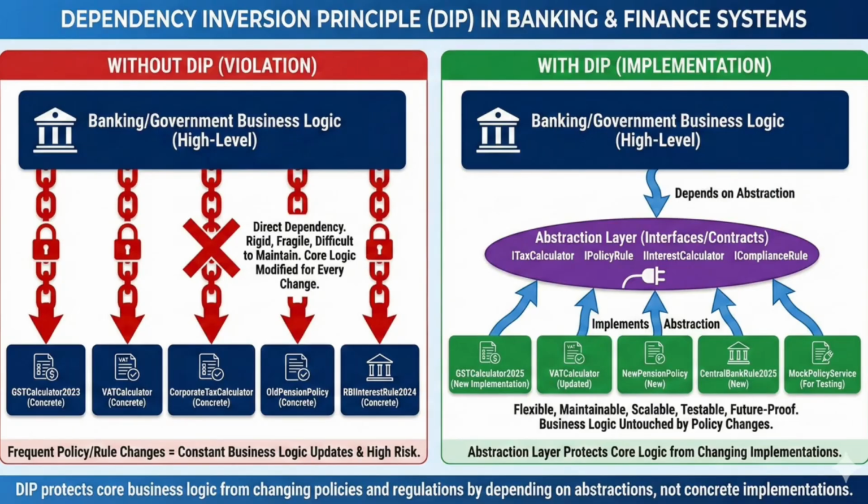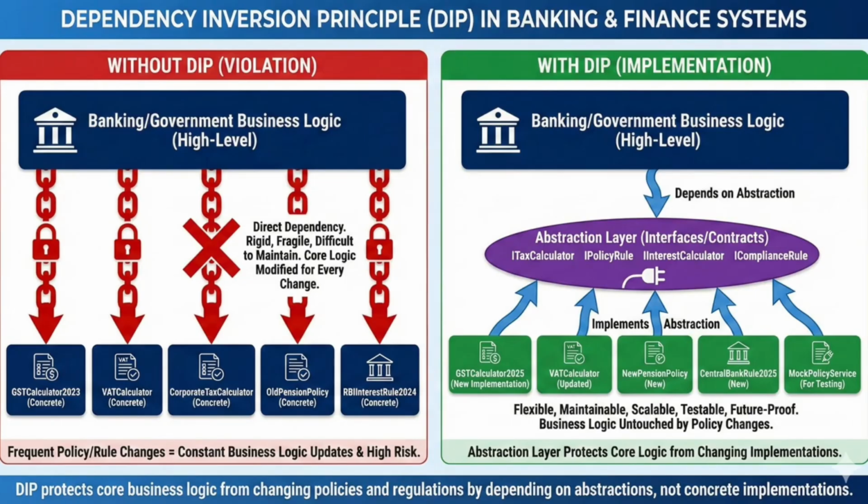So in simple words, the dependency inversion principle in banking, finance, and government systems protects your business logic from changing policies. It allows systems to adapt without breaking. It ensures compliance changes do not destroy system stability. It helps developers update rules safely, and it helps organizations respond to legal changes quickly.